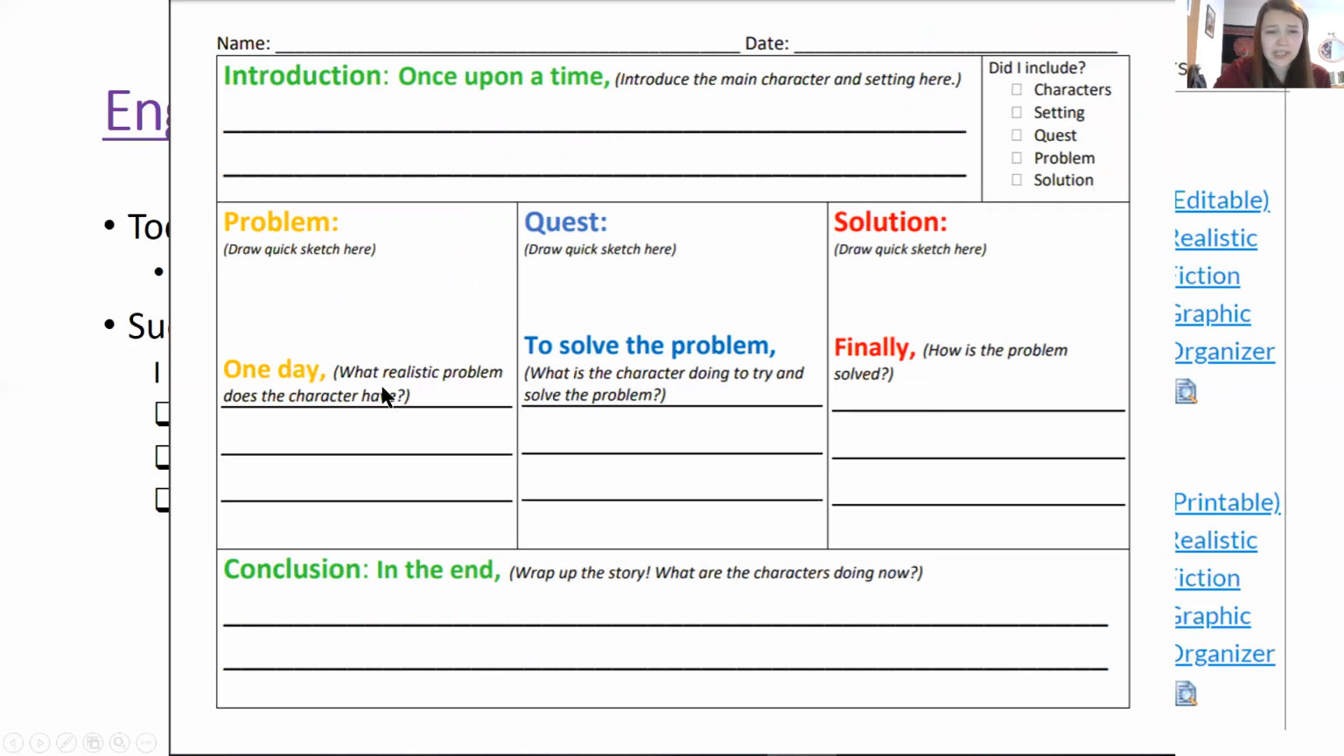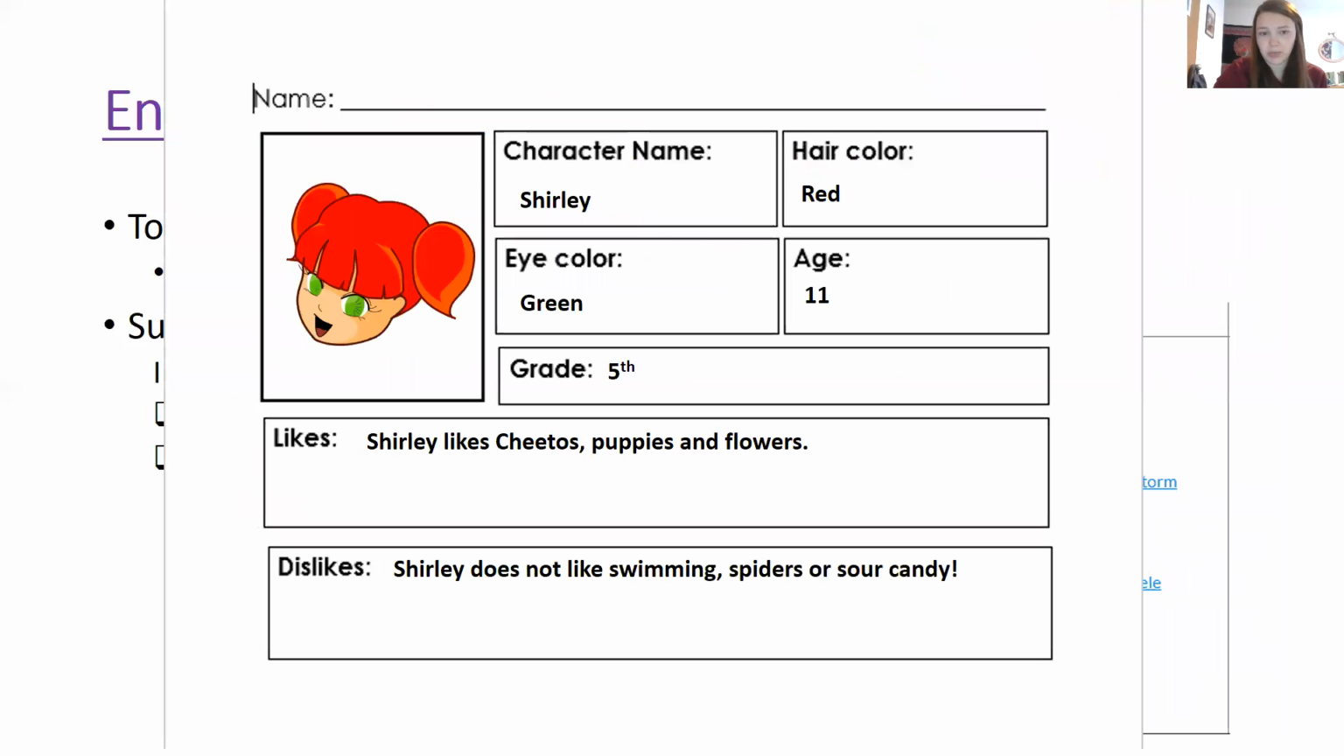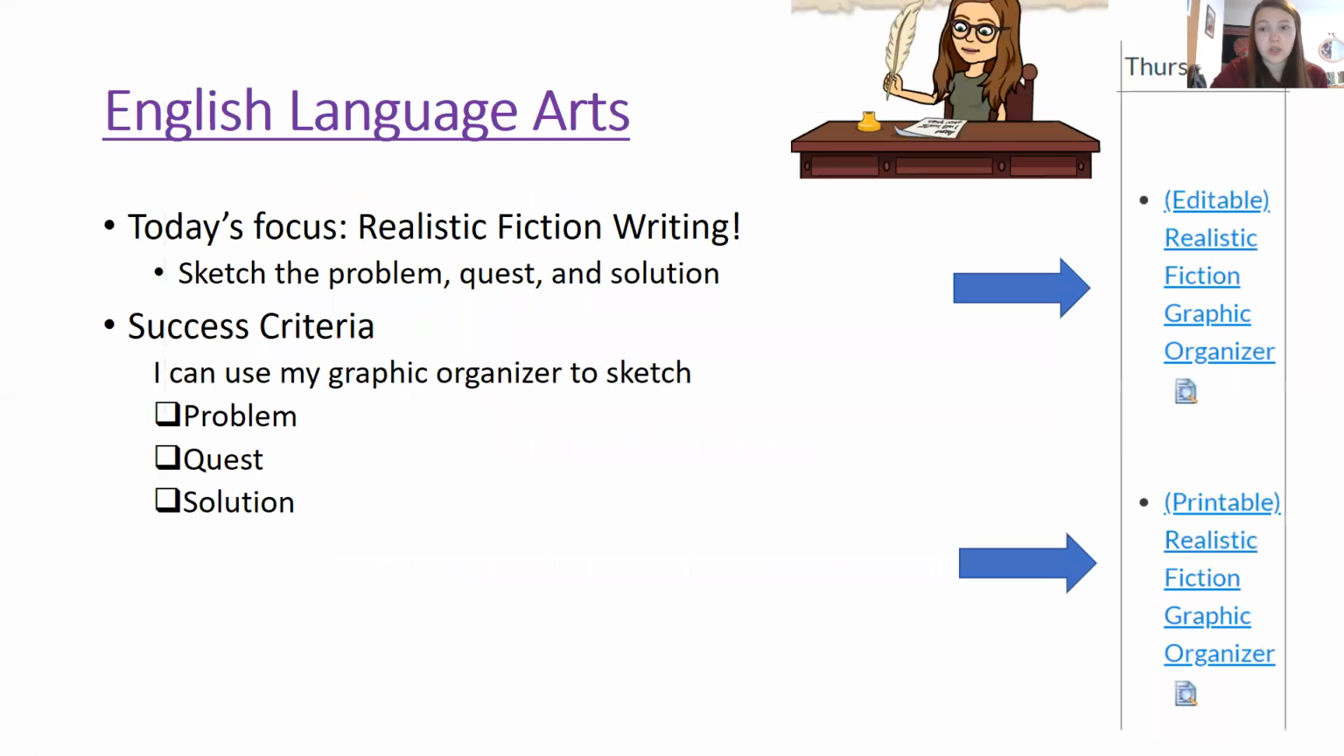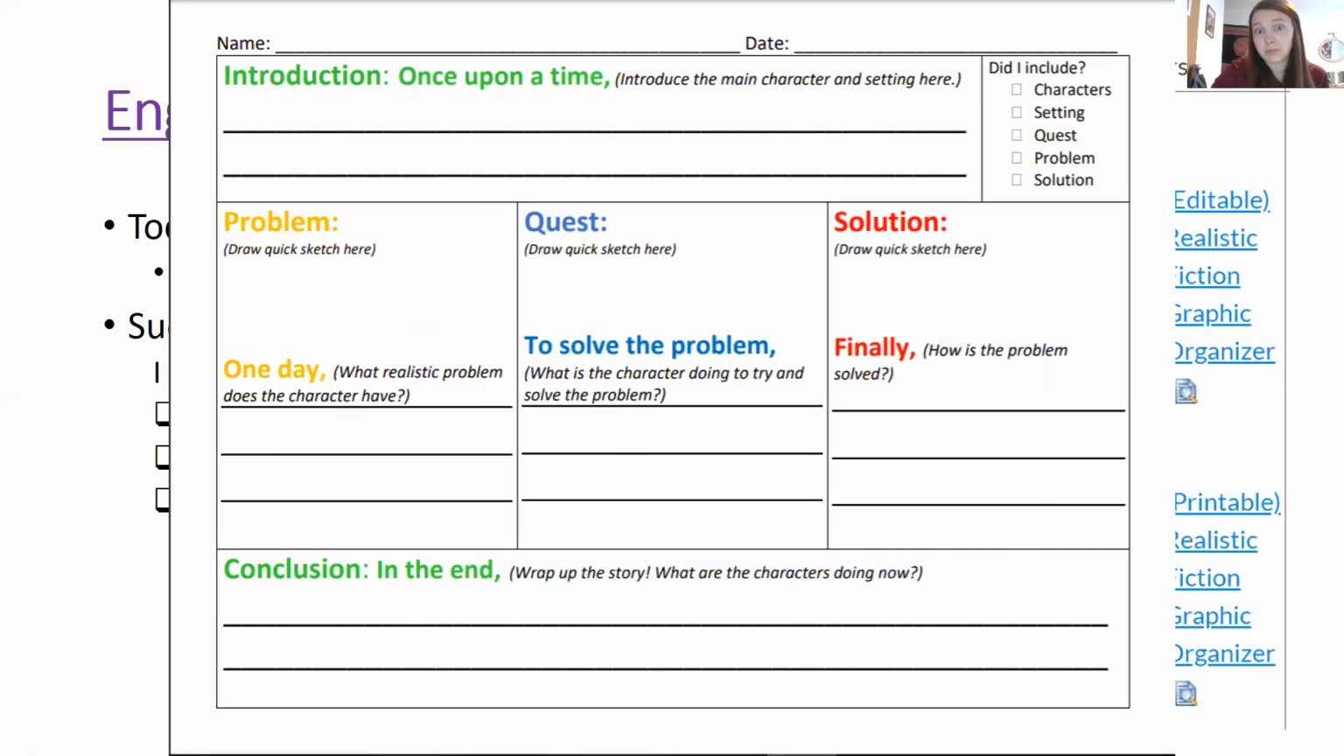So it says, what is a realistic problem that the character could have? Well, if I go back to my brainstorm, I see that my character does not like swimming. So I can use that to come up with a problem in my realistic fiction story. So I'm going to say that the problem is Shirley's friends invited her to go swimming. Okay, and for Shirley, that's a problem because she does not like swimming.